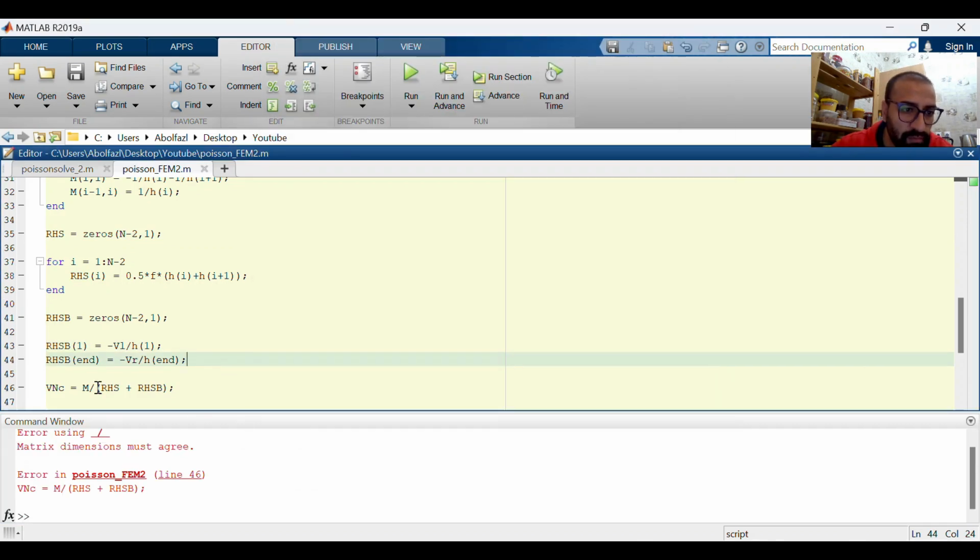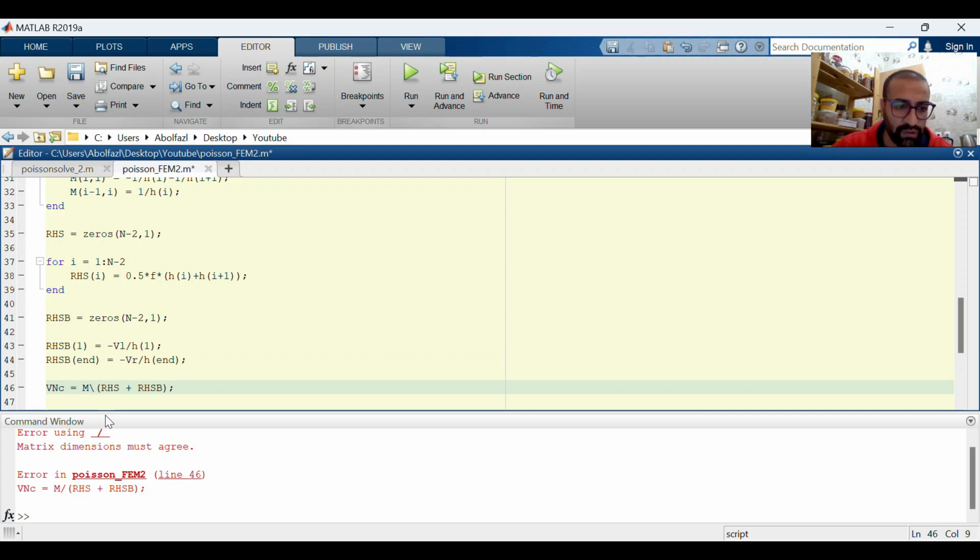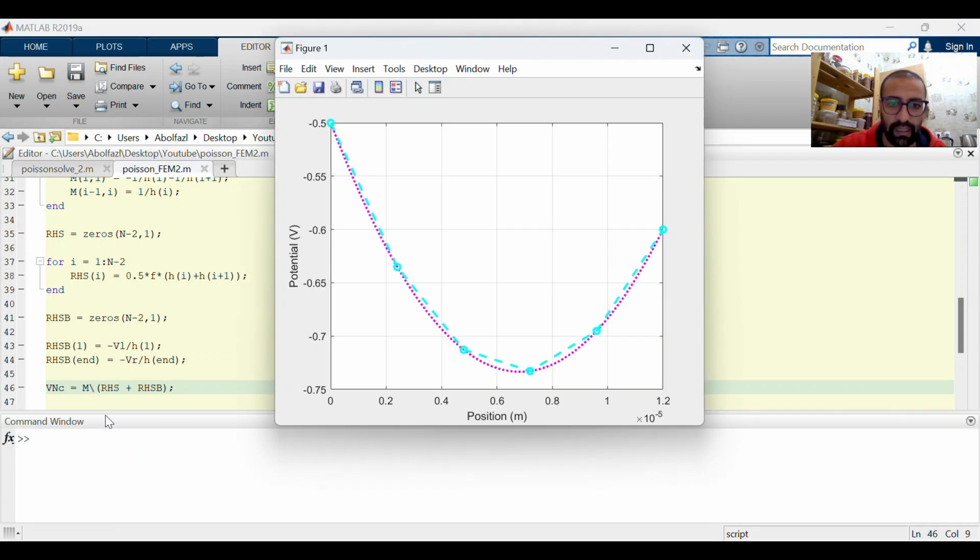Backslash. This should not be slash, it should be backslash. Okay. And now it works. You see, this indeed is cyan color.